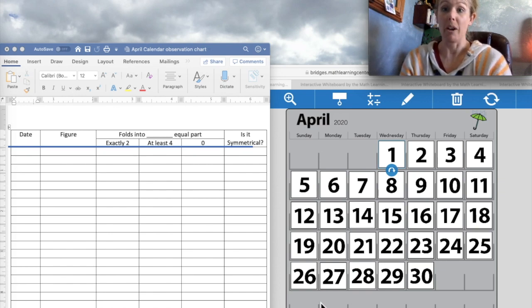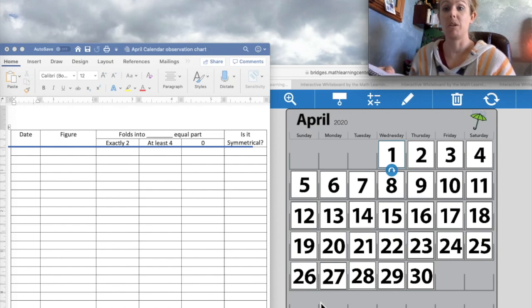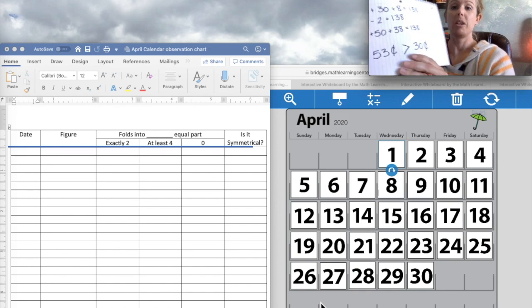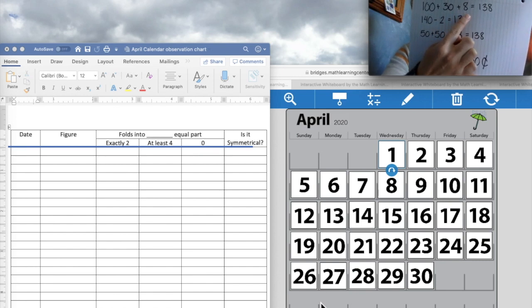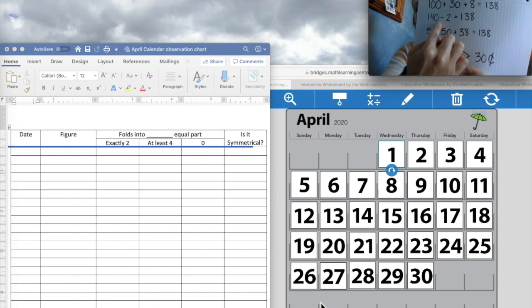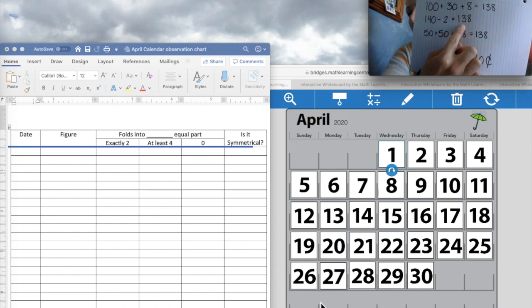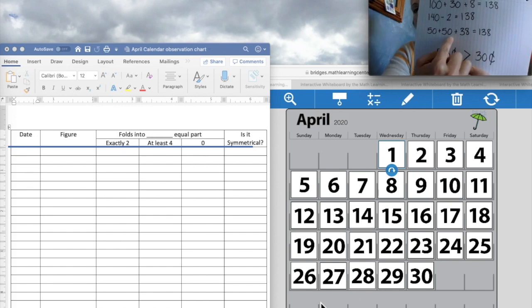We are going to delve into April's number corner today, but before we do that, I wanted to go over just some equations that are examples of what I would like to see from you while you are doing number corner at home. So here on my notepad, I have my equation up at the top, 100 plus 30 plus 8 equals 138. Then also I have here 140 take away 2 equals 138 for our 138 days we've been in school. And then also I have an example down here, 50 plus 50 plus 38 equals 138.